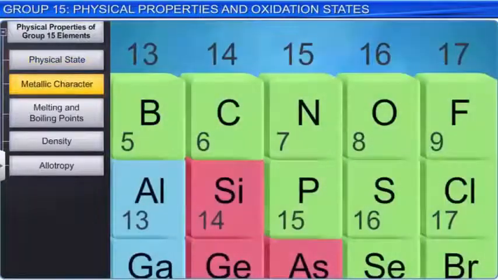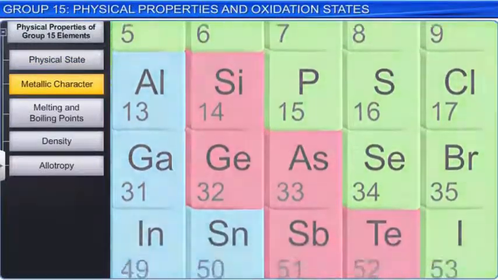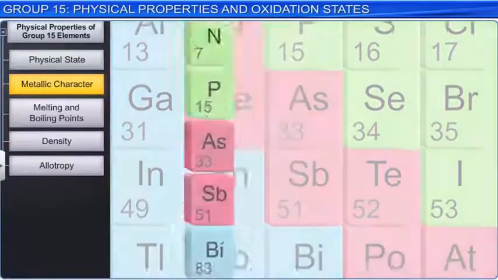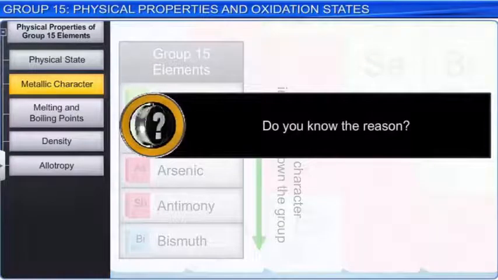You know that as you move down a group, metallic character increases. The same trend is observed for group 15 elements too. Do you know the reason? Try to answer this question on your own before looking at the answer.